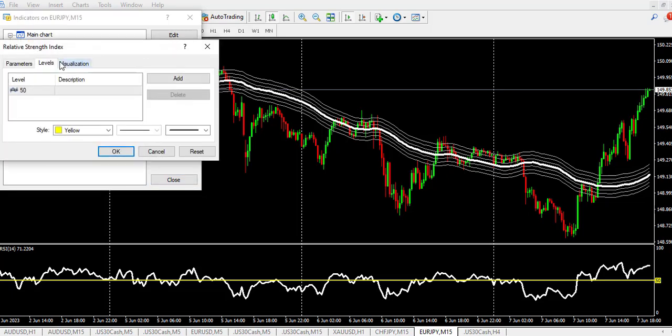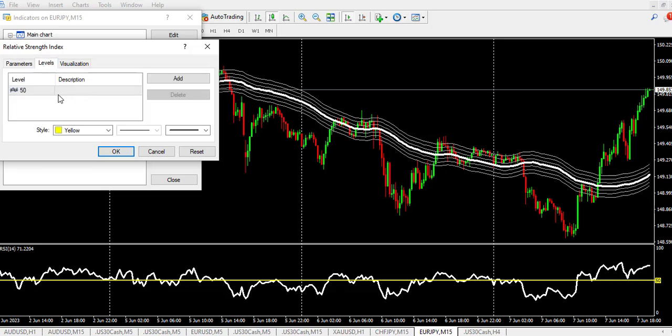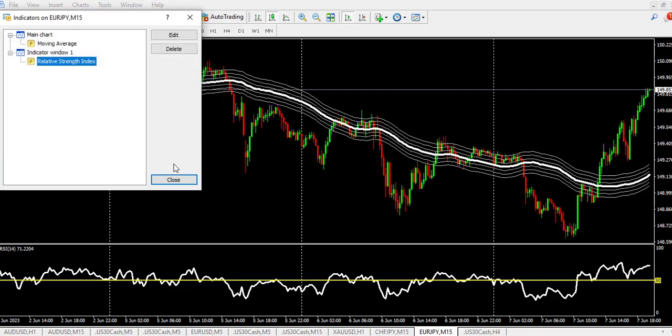Here is the relative strength index, and I use apply to close, the period is 14, and this is the value that I use anyway. Just pause it and set it up. The only thing I did there was to add this level 50, the middle line. If you want to add the oversold and overbought levels, you can do that, but I'm not using it, and that's why I'm not going to do that. But if you want to play with it, you can.